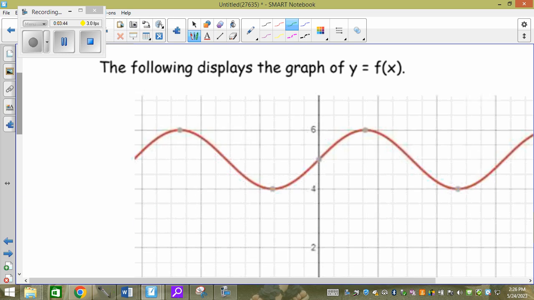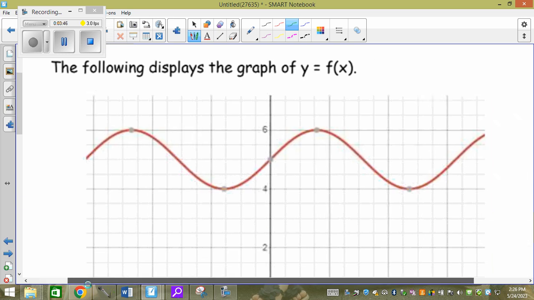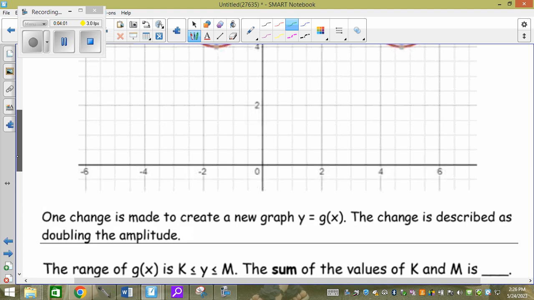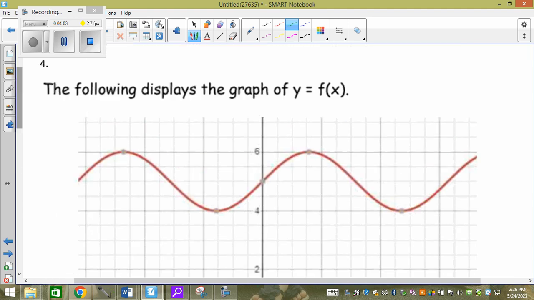This one says the following graph of y equals f of x. One change is made to create a new graph y equals g of x. This is described by doubling the amplitude. So I'm doubling the amplitude. I'm making it the distance twice as high, right? So if I want to double the amplitude, my midline is here. I just draw my midline, pretend it's straight, which is at y equals 5, right?